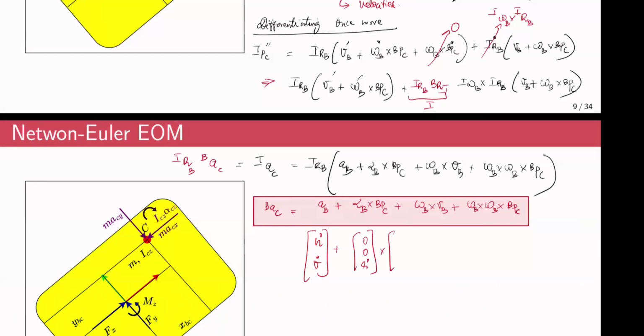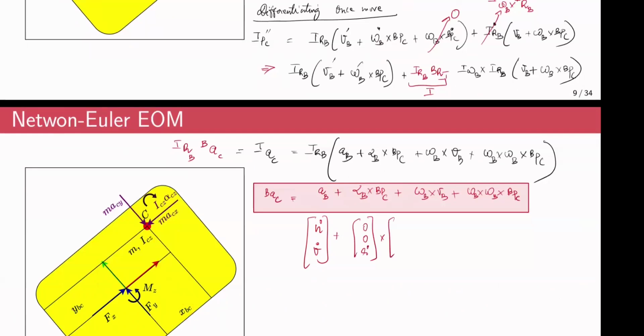BPC is the position vector of point C with respect to frame B. So that is given by x_BC and y_BC, right? So this cross x_BC, y_BC, 0 plus omega_B, which is nothing but 0, 0, r, multiplied by v_B. v_B is the velocity of the robot with respect to its body fixed frame of reference. That is nothing but u and v. So I'll label this as u, v, 0, plus omega_B cross BPC.